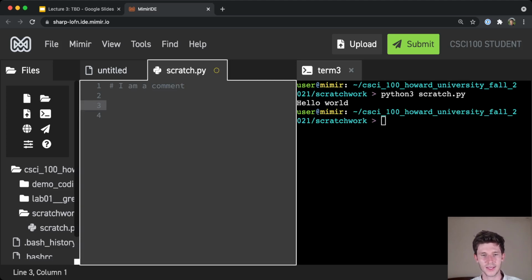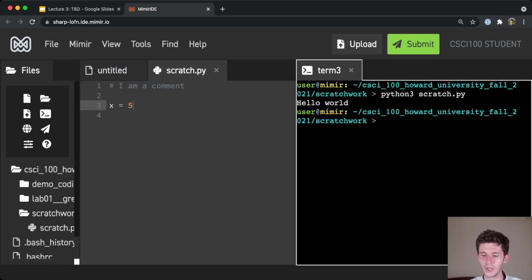So something like x equals 5. So if we save this and we run it, we go back here. Remember the shortcut. You can press the up arrow on your keyboard when you're in the terminal to go back to the previous command that you've just run. And so then you don't have to keep typing python3 and the name of your file over and over.